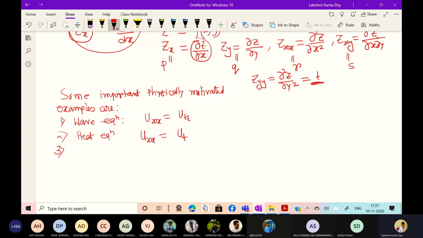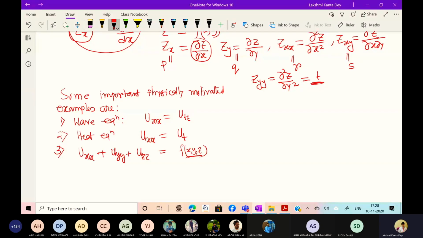Number 3, Laplace's equation, that you know, u_xx plus u_yy plus u_zz. Here this is a function of x, y, z. So here z is an independent variable. The way we write it, we have to understand u is dependent, and x, y, and z are three independent variables.